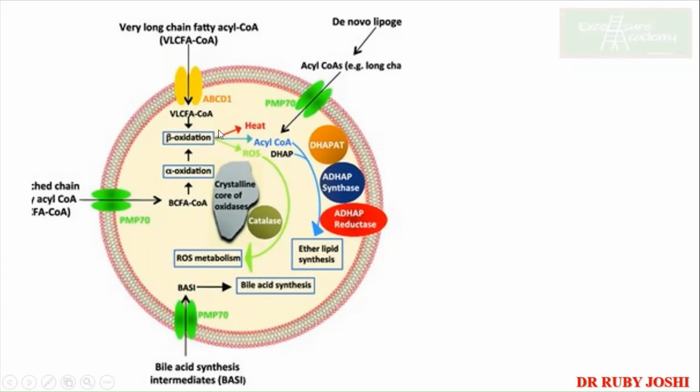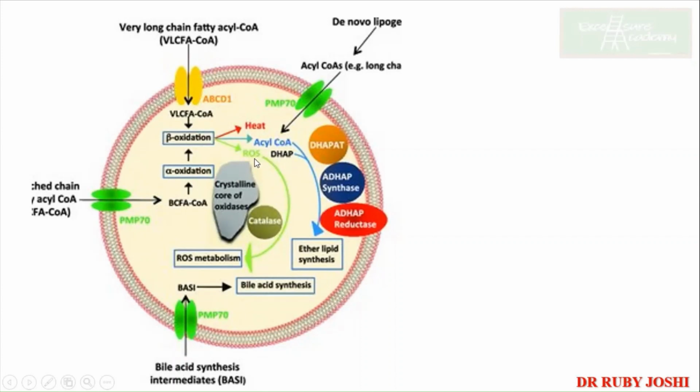Now when beta oxidation is taking place, of course there is a release of heat, acyl CoA, and reactive oxygen species. When these reactive oxygen species form, it means the hydrogen peroxide is part of it. Its harmful effects are prevented by the action of catalase. So this is the dense dark image we saw in the electron micrograph. It's a crystalline core of the oxidases. So they all have these enzymes present over there.